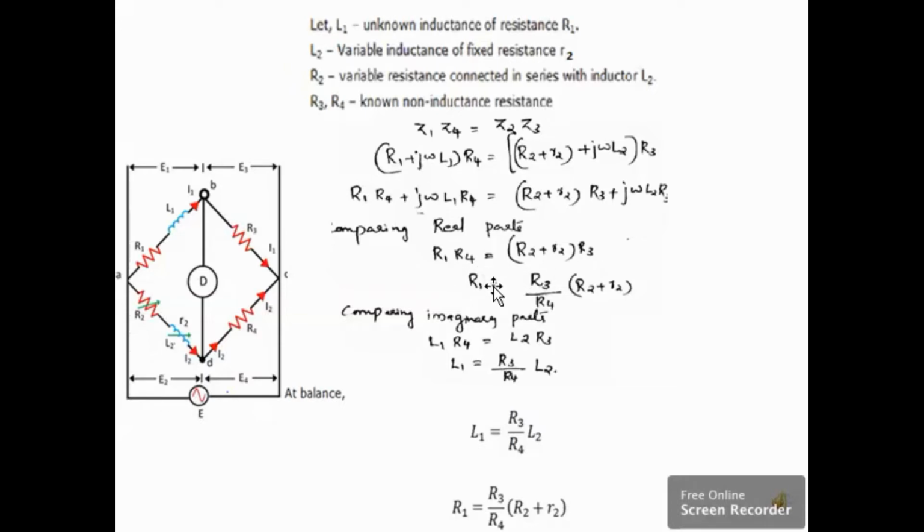Therefore, from this expression, we have R1 is equal to R3 by R4 into R2 plus R2. Comparing imaginary parts, you'll obtain L1 R4 is equal to L2 R3. So from this expression, we can find out L1 is equal to R3 by R4 into L2. So at balanced condition, L1 must be equal to R3 by R4 into L2, and R1 is equal to R3 by R4 into R2 plus R2. So we can find out the unknown value of inductance and resistance.